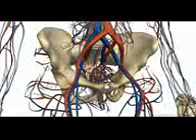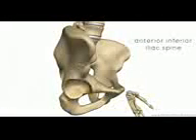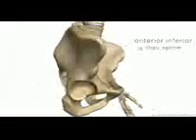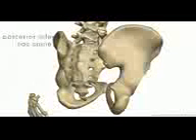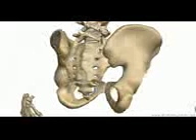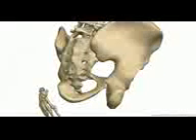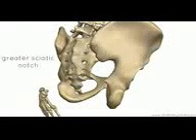So just inferior to ASIS, you've got the anterior inferior iliac spine. And if we follow the iliac crest posteriorly, we come to the posterior superior iliac spine. And below that, we've got the posterior inferior iliac spine. And then if we follow it round, we've got this notch in the ilium. So this is the greater sciatic notch.